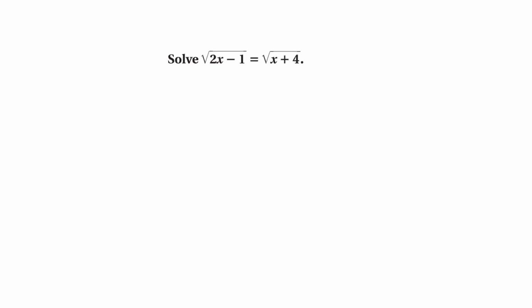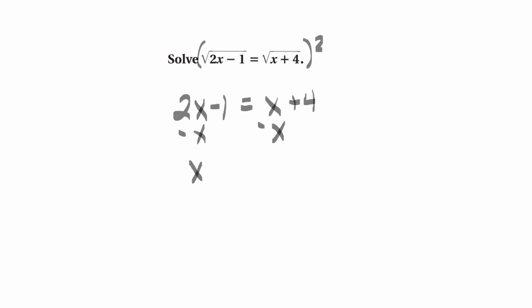Okay, we're going to try one that now has a square root on both sides. So same idea, we're going to square both sides of the equation. So we end up with 2x minus 1 equals x plus 4. Now we have variables on both sides, so we're going to subtract x. So we have x minus 1 equals 4. Then we're going to add 1 to both sides, so x equals 5.